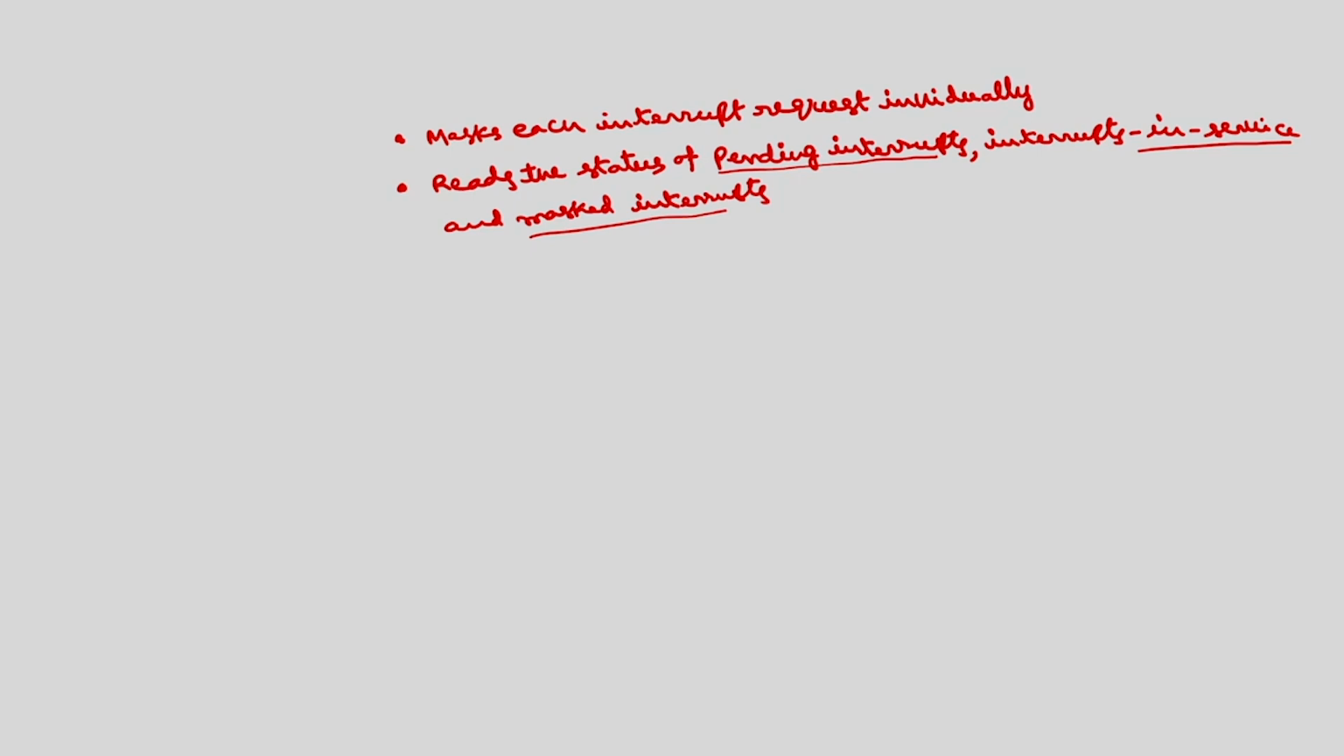Maskable interrupts means they cannot interrupt the 8086 while these interrupts are in service. After the servicing of the particular interrupt, the masked interrupt can be unmasked so that it can request the 8259 for interrupt service. So, there are three types of interrupts, and this 8259 can read the status of all the three types.